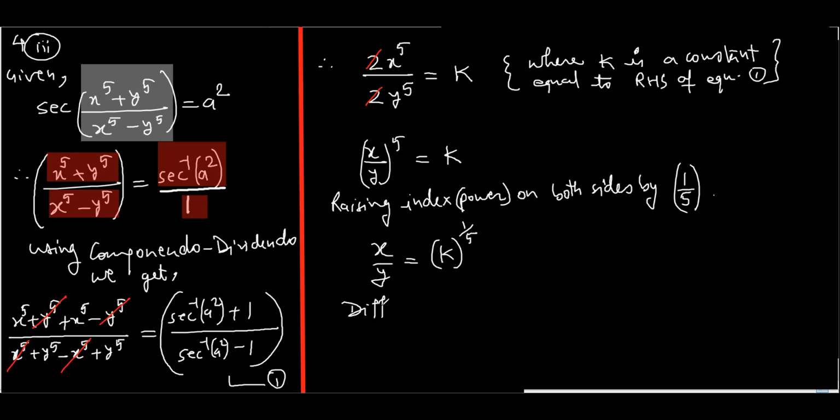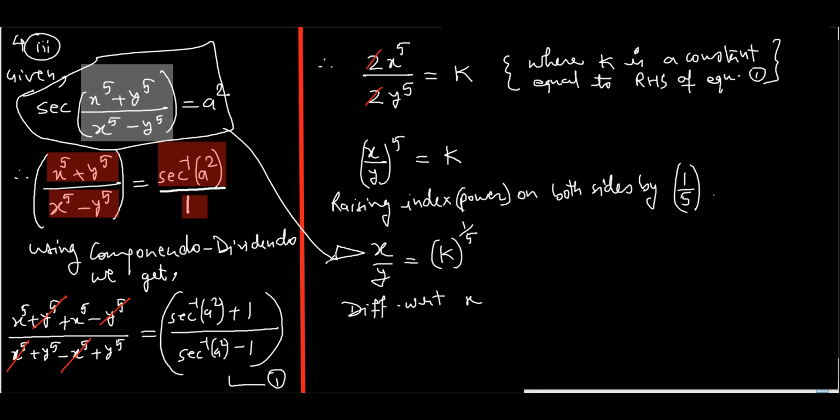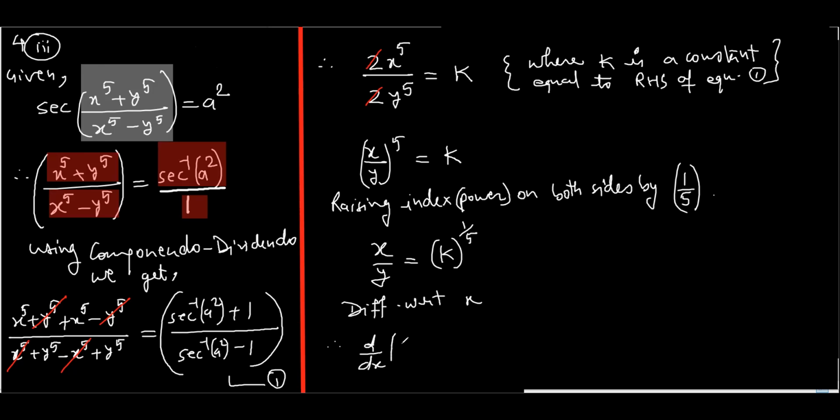I write here differentiating with respect to x. See, what you had at one stage, you had this, and now what you have is this. So you can just imagine how you have simplified it to a great extent. So now I write, differentiating both sides with respect to x, I will get d by dx of x upon y equals d by dx of this, which is 0. D by dx of a constant is 0.